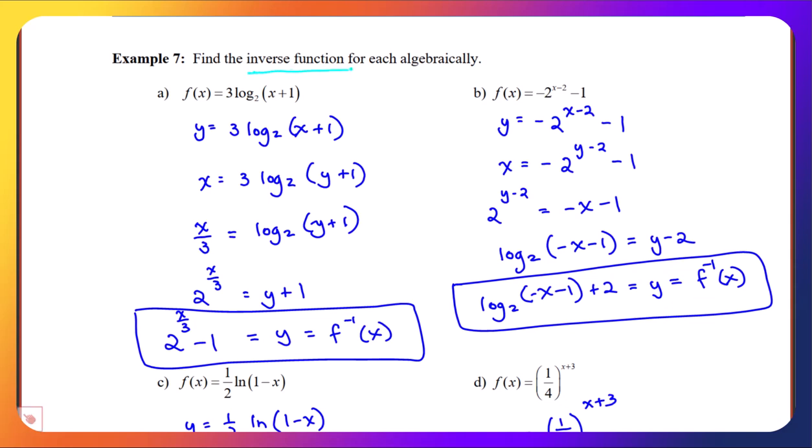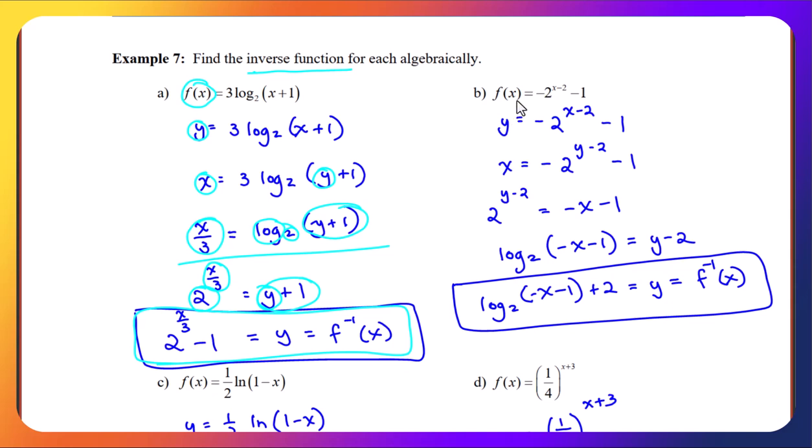So finding the inverse, we go through our steps very carefully. Replace f of x with y. Switch x and y. Divide by 3 to get the log by itself. And then the exponent of 2 that gives us y plus 1, that exponent is x over 3. And then to get y by itself, we subtract 1. And replace the new y by f inverse of x.